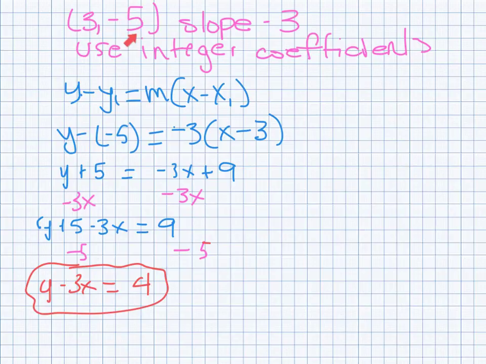We plug in what we have. The y1 is negative 5. The slope is negative 3, and the x value is 3 right here. Then we distribute this out, so that'd be negative 3x and plus 9, because we had two negatives there. Now we get rid of the negative 3x on this side. We add 3x to both sides, and then you end up with, down here, y minus 3x equals 4, and I worked it out right there.